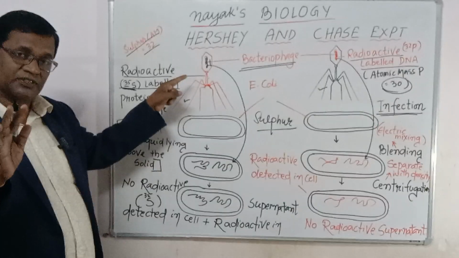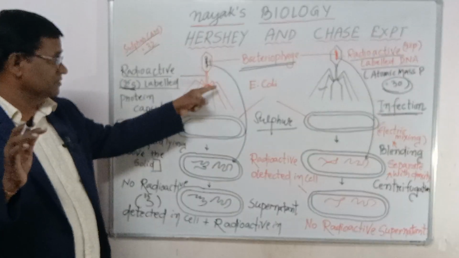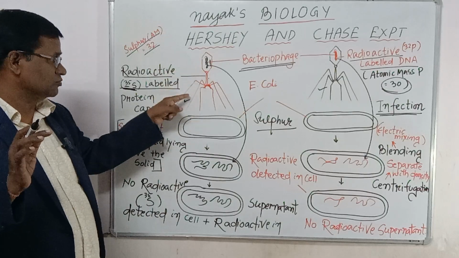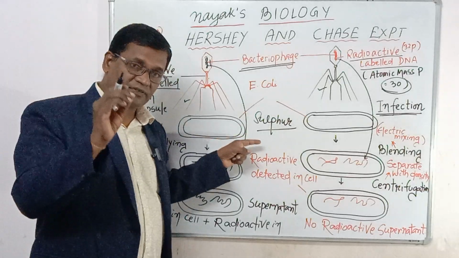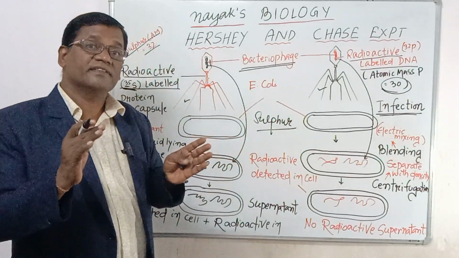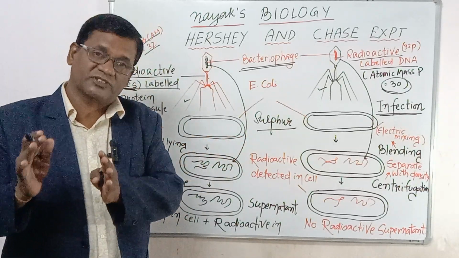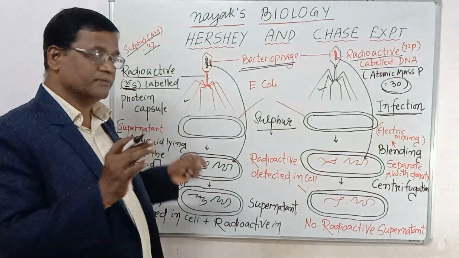Because DNA consists of phosphorus. But the protein part, the red one, becomes radioactive. When you keep it in radioactive sulfur, only the parts made up of sulfur will become radioactive. That means the protein becomes radioactive here.